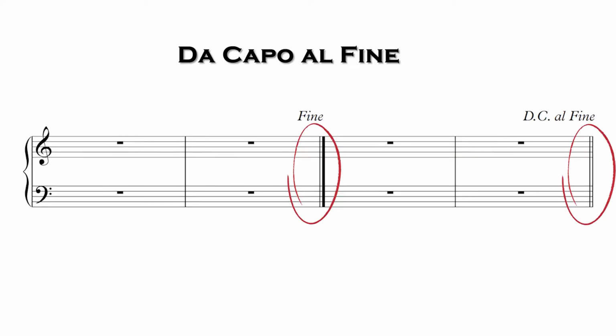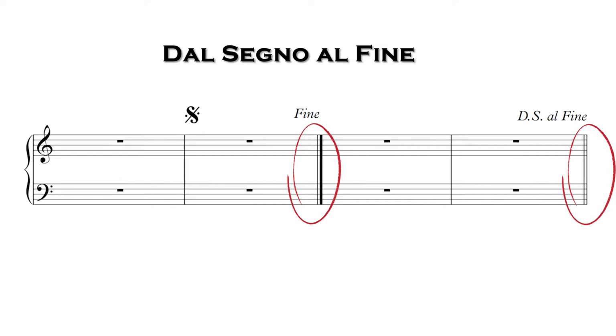Da capo al fine, D.C. al fine, means to play the whole piece until the end and then repeat from the beginning. But this time around you finish the song where you will see fine, or a double bar. Del segno, D.S., is the same thing, but this time you repeat from this sign instead of the beginning.